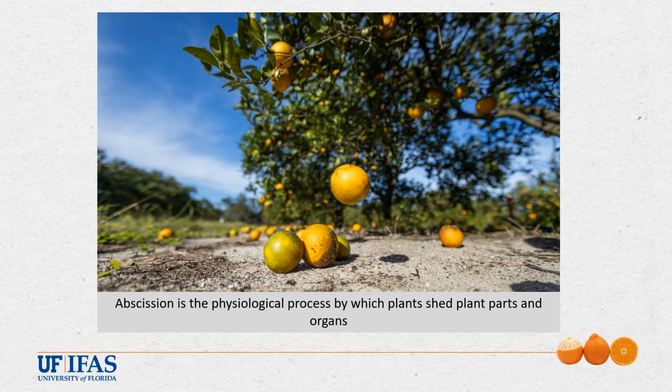To begin, the term fruit drop is also referred to as abscission. Abscission is a natural physiological process by which plants shed plant parts and organs. Abscission is a highly beneficial process that allows the plant to discard diseased or damaged organs and also to allow for the dispersal of seeds for reproduction.